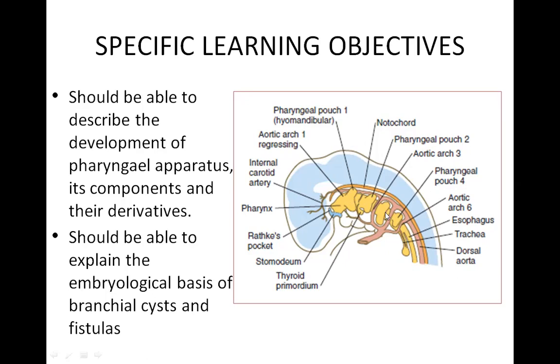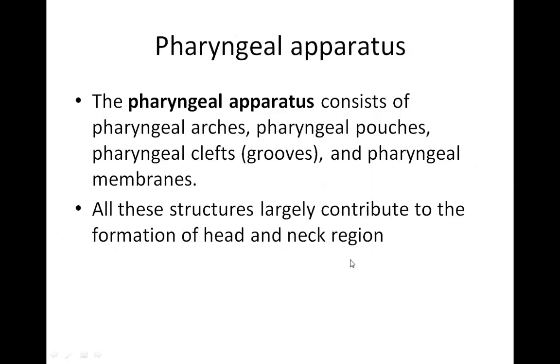That was a pre-laryngeal part, which was divided by the tracheobronchial diverticulum into a pre-laryngeal part and a post-laryngeal part. So the post-laryngeal part was forming the esophagus and the stomach, which we have already read, and the first part of the duodenum. Now this pre-laryngeal part, we are concerned with in this topic, which will be forming the pharyngeal arches and the pouches. So what is the pharyngeal apparatus?